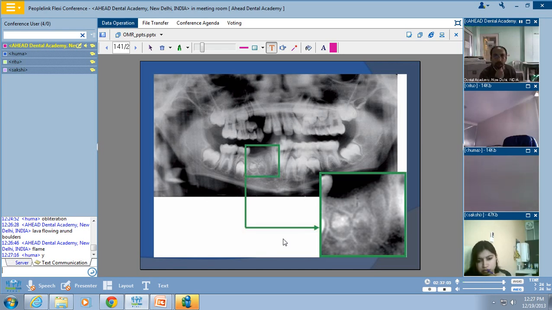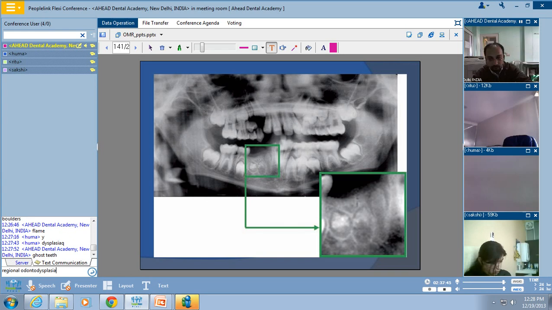No? Dysplasia. No, if you can make out, you cannot see neither enamel nor the dentine. So I'll just give you a hint. This is ghost teeth. In which dental anomaly condition do you see ghost teeth? It is regional odontodysplasia. This condition is an example of regional odontodysplasia. Is it clear now? So deliberately I placed this OPG so you guys can make out the difference between all these dental anomaly conditions. How is amelogenesis appearing? How is dentinogenesis, dentine dysplasia type 1, type 2, and how does regional odontodysplasia appear? Is it clear? Should we go on to the next question now? Any doubt?